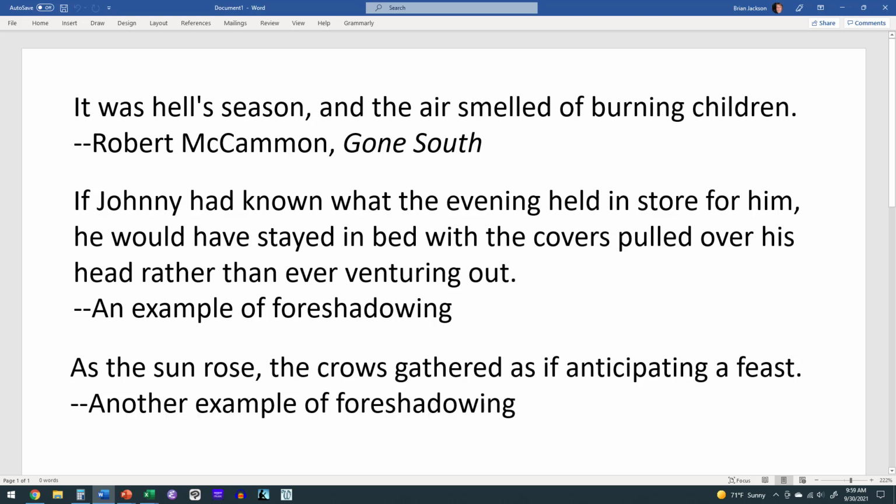"As the sun rose, the crows gathered as if anticipating a feast." This is also foreshadowing. It's another technique of it in which you create a sense of foreboding by having something ominous happen that suggests that something ominous is about to occur in your story. The gathering of crows for a feast is an ominous suggestion of things to come.